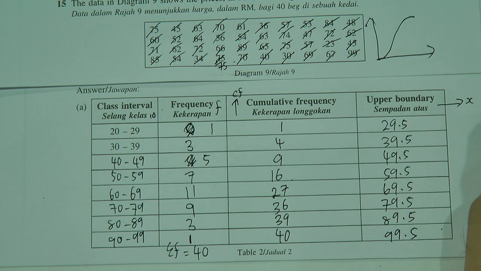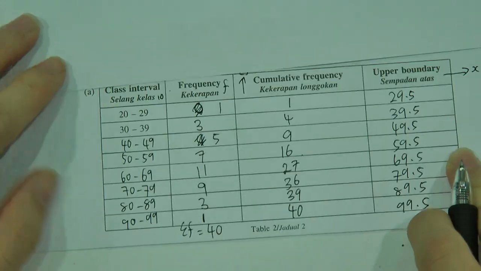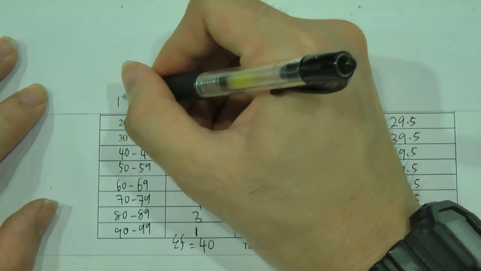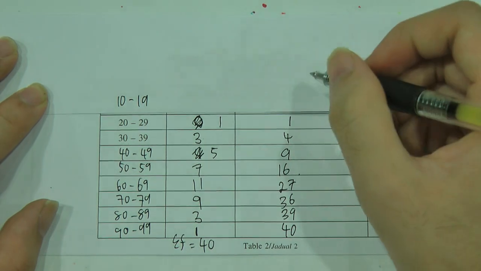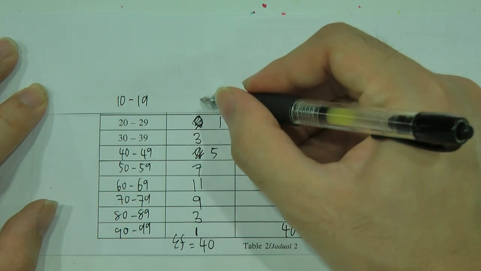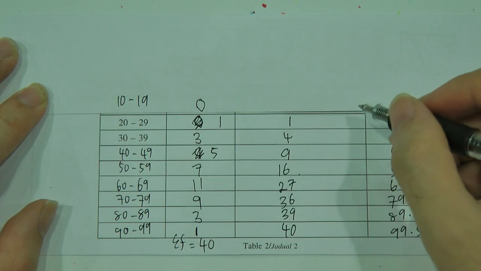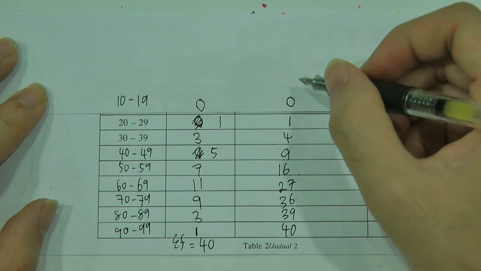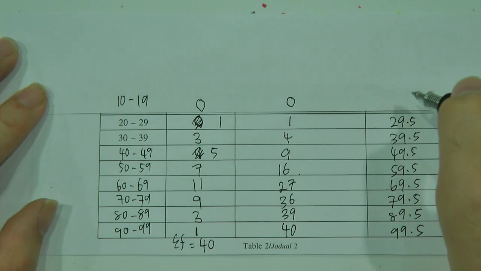However, here actually you do not have it. So, okay, let me write behind here. So again, add one more class over here, which is from 10 to 19. The frequency for this one will be 0. Yeah. So this one will be 0.